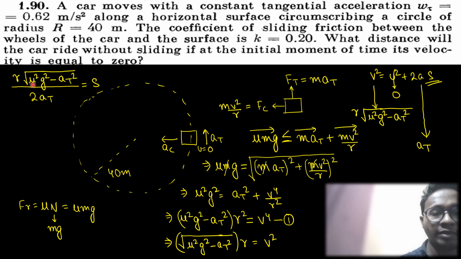If you plug in the value of mu as 0.2, at as 0.62, g as 9.81, and r as 40, you'll get the correct answer. Just plug in the values, use the calculator. This is simple enough.